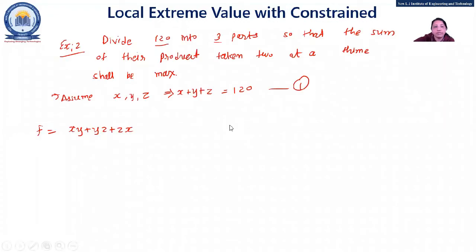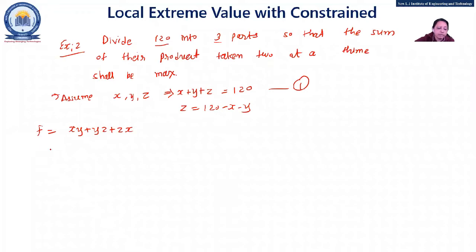Now what we will do? Here there is a third variable Z, right? So this is with constraint. In this example, you have been given indirectly one constraint, that is X plus Y plus Z equal to 120. So I'll write Z equal to 120 minus X minus Y.